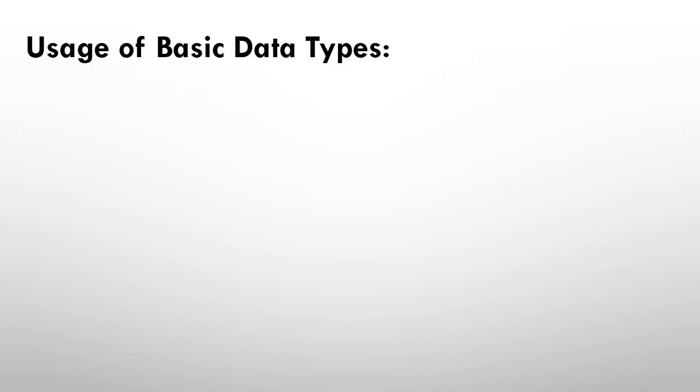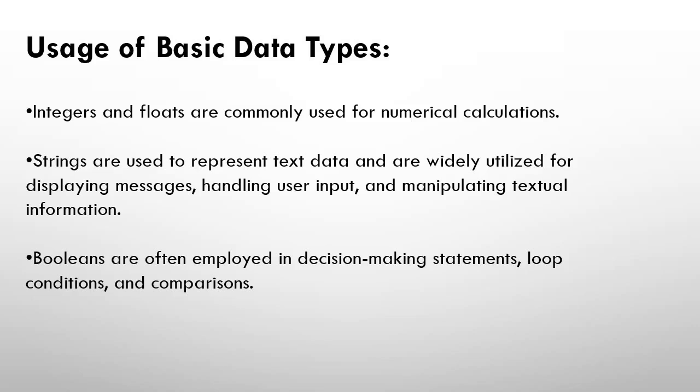Now finally, we will see the basic usage of basic data types. Integers and floats are commonly used for numerical calculations such as addition, subtraction, and multiplication, whereas strings are used to represent text data and are widely used for displaying messages, handling user input, and manipulating textual information. Booleans are often employed in decision-making statements, loop conditions, and comparisons.